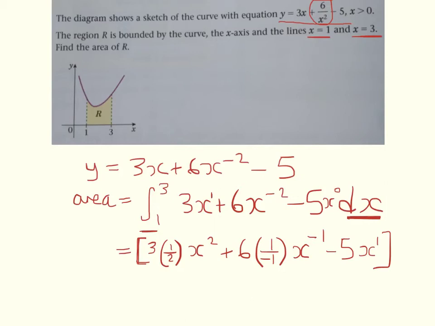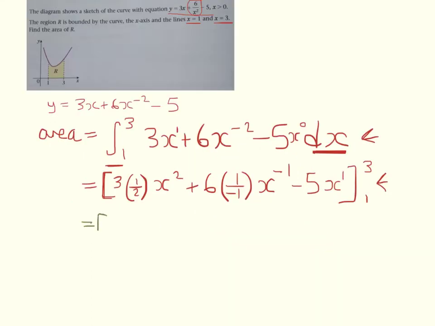What we do need, however, on the end of our square brackets, is to put our limits on. So 3 and 1. This is the notation. This is step 1, this is step 2. Step 2 will always have square brackets with some numbers at the end. Now let's keep the square brackets and simplify what we've got in the brackets. So this is 3 over 2 x squared plus, this 1 over -1 is -1, so -6 x to the -1 minus 5x, and 3 and 1.